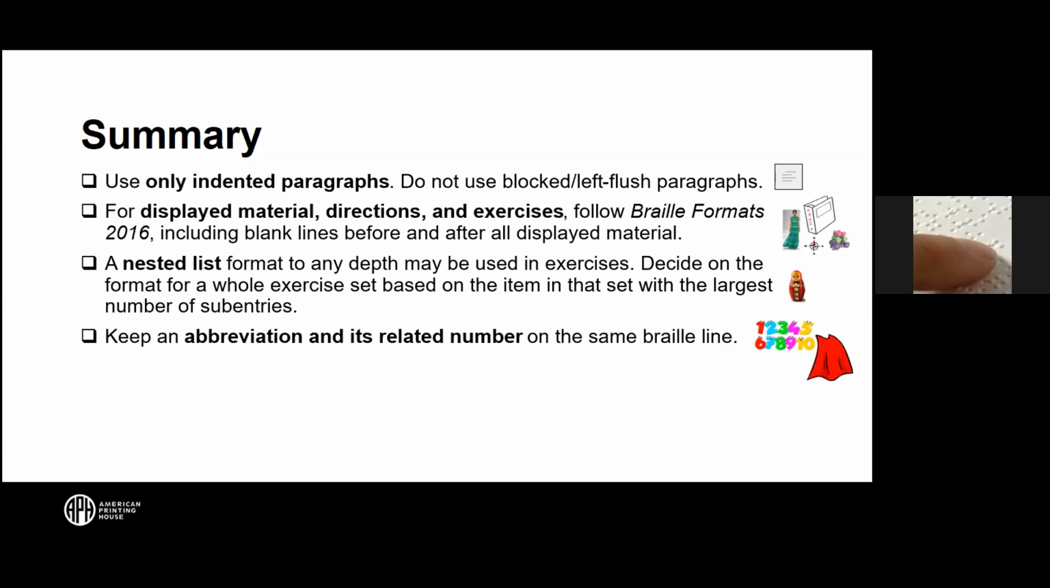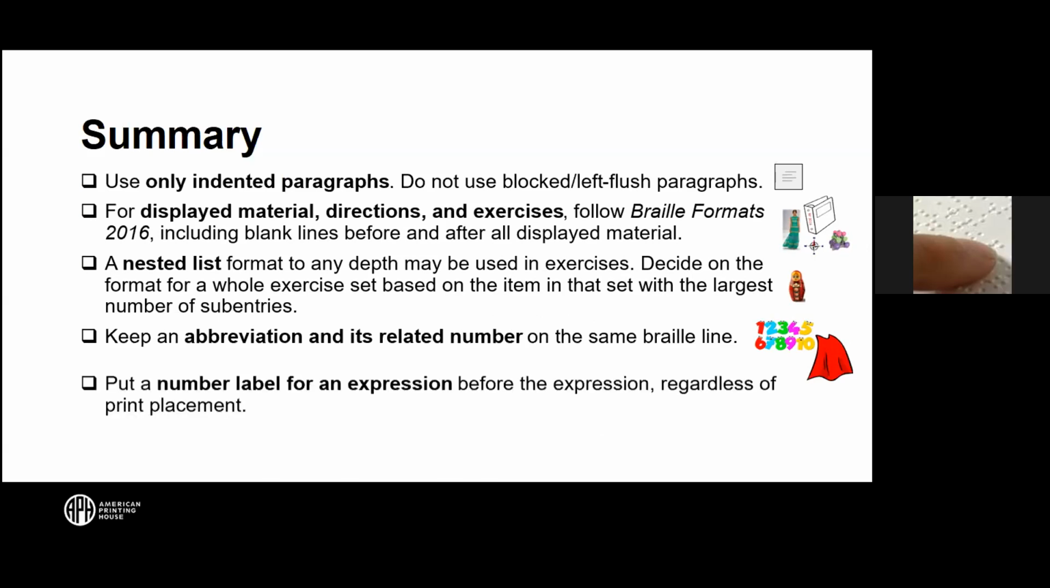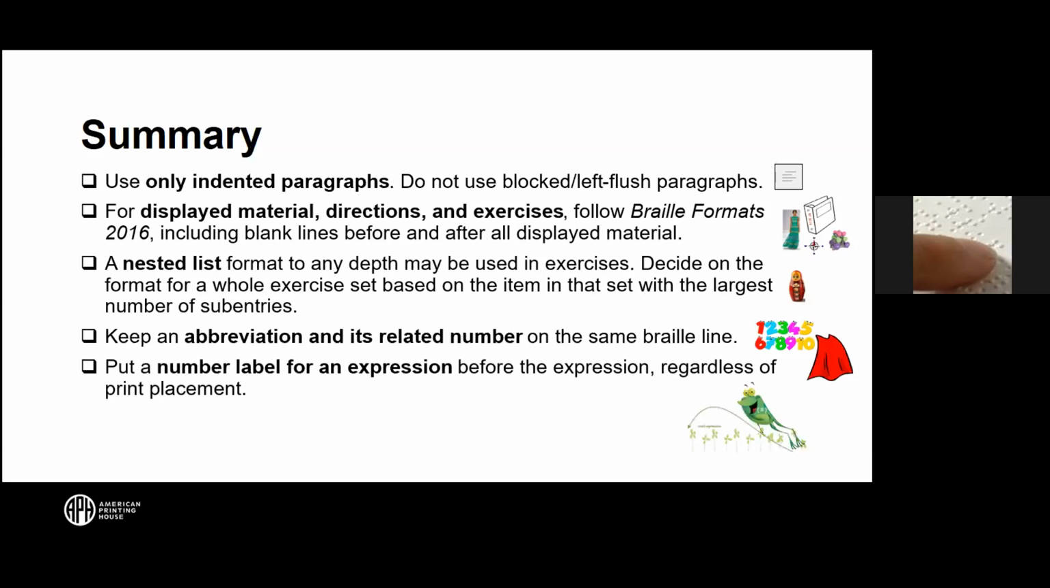We keep an abbreviation and its related number on the same Braille line, so 2FT for feet, that kind of thing. Those should stay on one Braille line together because the FT really determines what the 2 means. Penultimate. This is something that doesn't come up often enough that we delved into a lot of examples, but if there were a number label, not an item number, but like a number label, this is always going to be called formula number 72. If there was such a thing for an expression, we put that in Braille before, to the left, at the beginning of the expression. It leapfrogs over the math expression in Braille.